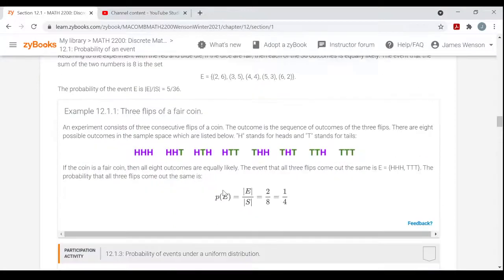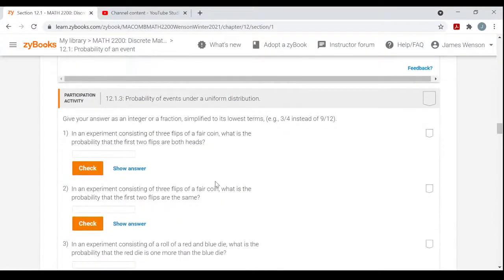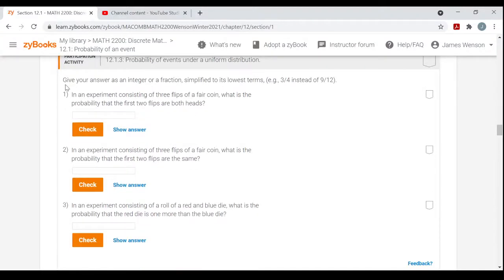All right, and then I'll let you read the example with the 3 flips of a coin here. Give your answer as an integer or a fraction simplified to its lowest terms, so 3/4 instead of 9/12. In an experiment consisting of 3 flips of a fair coin, what is the probability that the first 2 flips are both heads? All right, so I'll go to a paper.